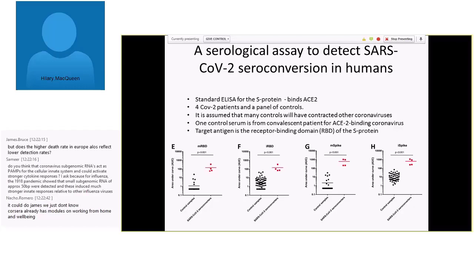David, could I just ask on that? It's Hilary. Does it mean anything that you get better binding with the whole spike protein than with the subunit?